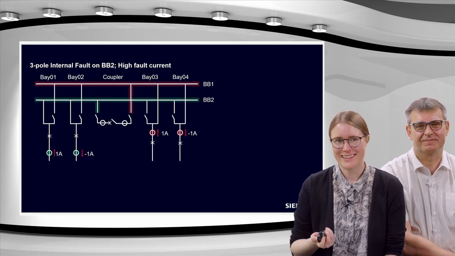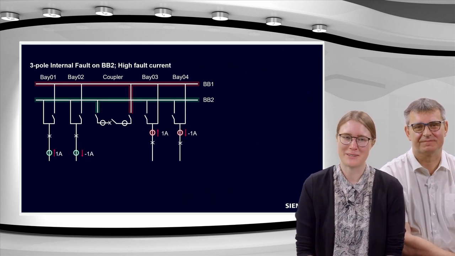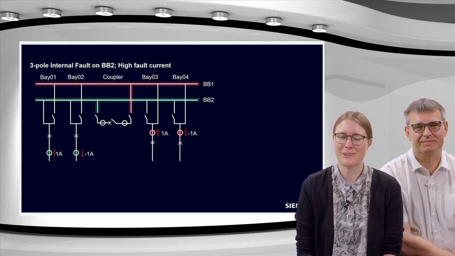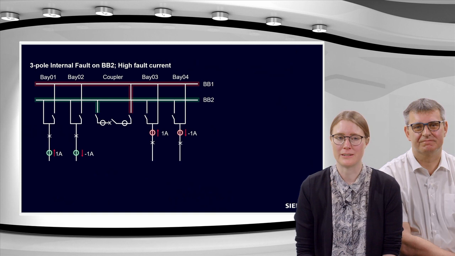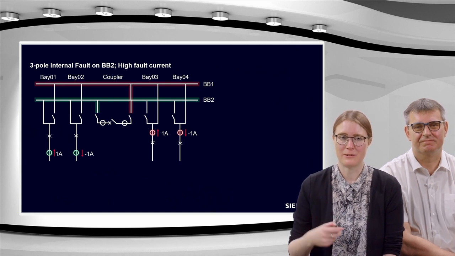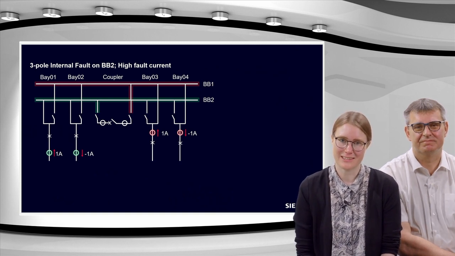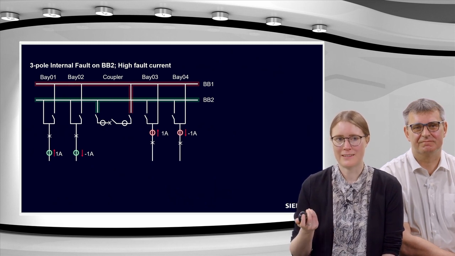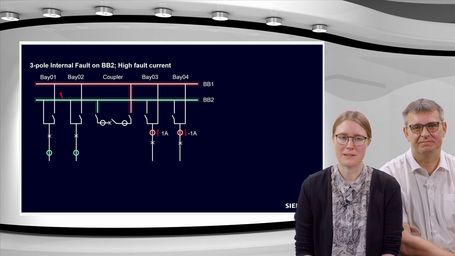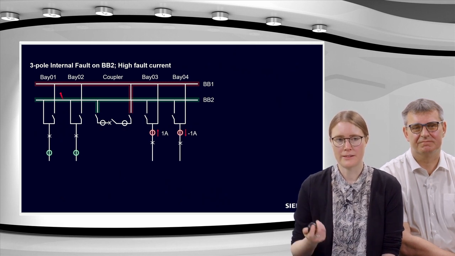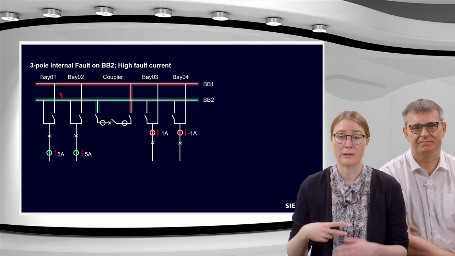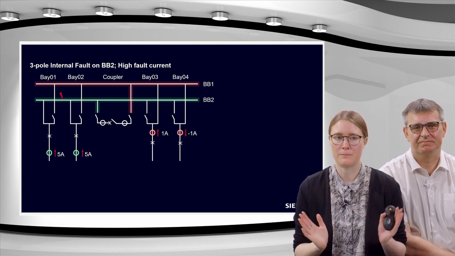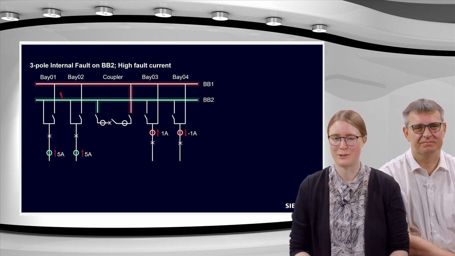So this is what I want to demonstrate first: a 3-pole internal fault on busbar 2 with a high fault current. These are our pre-fault conditions as explained earlier, with the coupler open. Then let's assume there's a fault on busbar 2 between bay 1 and bay 2, and this leads to a current that is increasing and now flowing from both directions towards the fault.